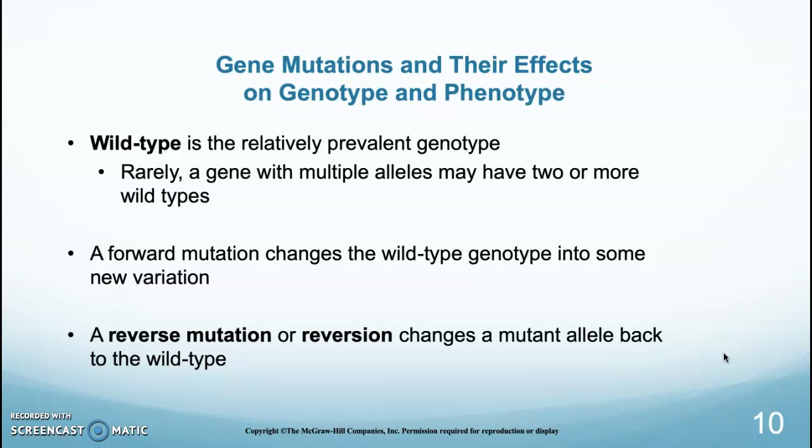So just a little bit of vocabulary to think about. Wild type is what we consider the prevalent genotype. So if we look at a large population, we generally think of wild type as the one that would be most commonly found. Anything that is different from wild type is what we would call a mutant. A forward mutation changes that wild type genotype into some new variation, and that's what we would consider a mutant. We can also, though, with these forward mutations, get what we call a reverse mutation or reversion, where that mutant allele actually reverts back to wild type at some point.